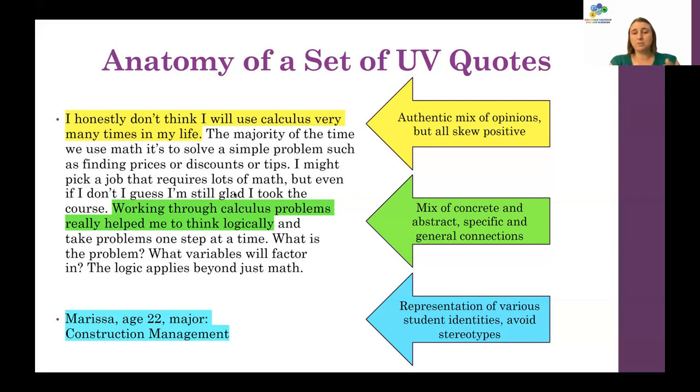We also want to make sure that we're representing various student identities. So we ascribe all of our quotes to specific individuals. We represent a mix of genders and racial and ethnic backgrounds and majors and ages. And we try to avoid stereotypes. So like this example, we have someone in a male stereotyped major, but that person is in fact female identifying. So again, just representing diversity in ways of thinking about calculus and identities, etc.